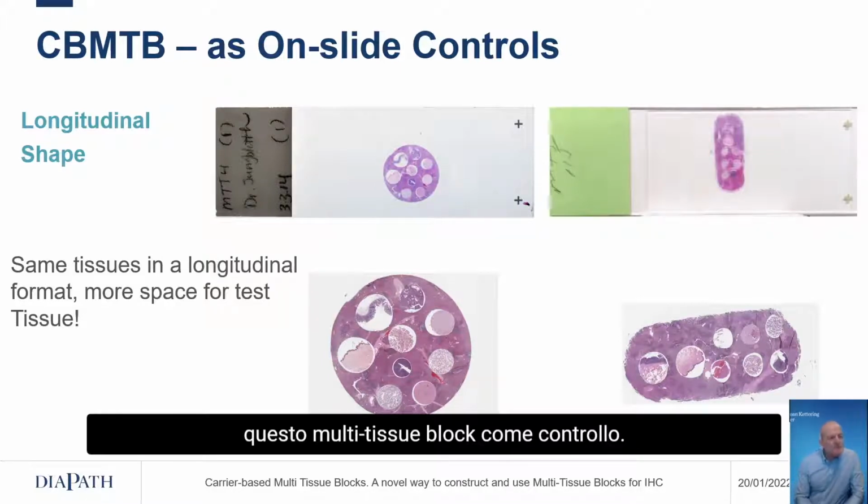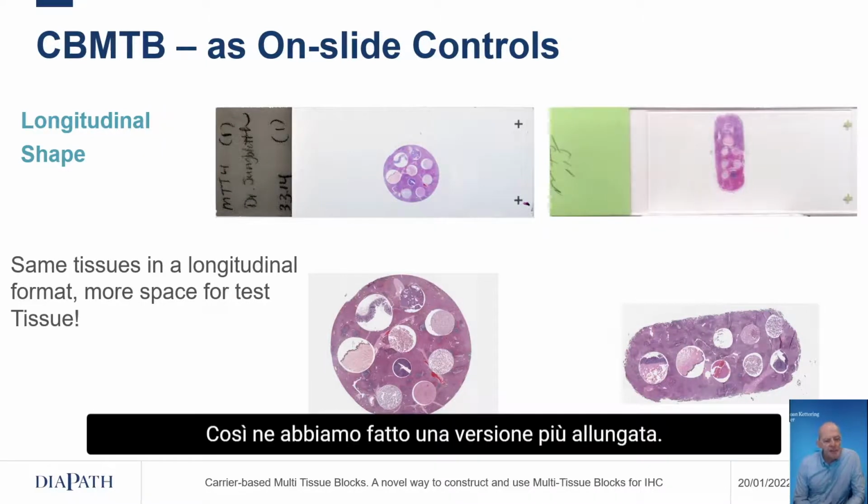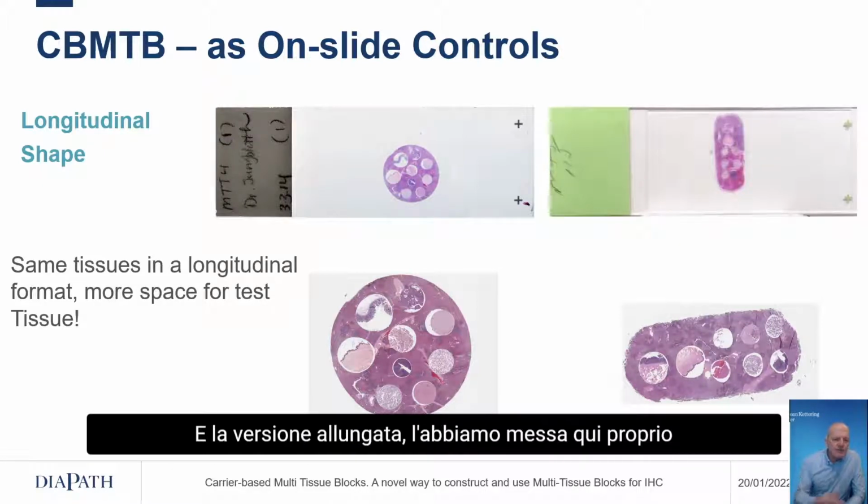We use this as an on-slide control. When we started out, we used this circular shape, but with a diameter of 12 millimeters, as you can see in the top images, it takes a lot of space on the slide. So we came up with a more longitudinal version, which you see on the right side. For the demo, we placed it in the middle of the slide, and these are to scale. This is 14 by 6 millimeters, and we have the same tissues inserted, just in a different pattern.